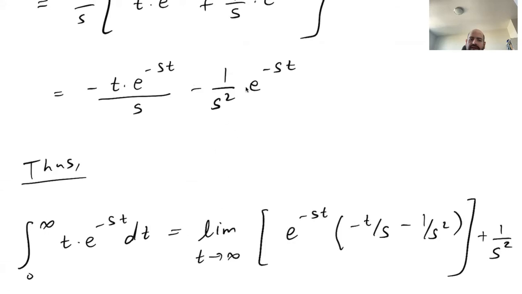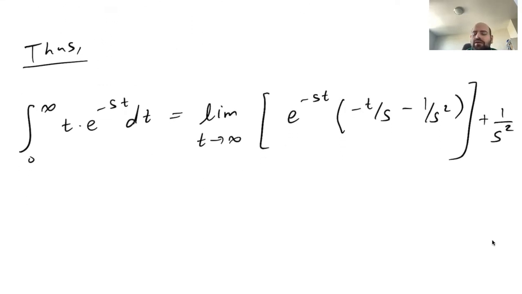So this term, this antiderivative at infinity, minus this antiderivative at t equals 0. This antiderivative at t equals 0 will be minus 1 over s squared. So minus 1 over s squared will become plus 1 over s squared. Now, how do we calculate this limit? Or how do we know whether the final answer will be convergent or divergent, depending on the value of s?